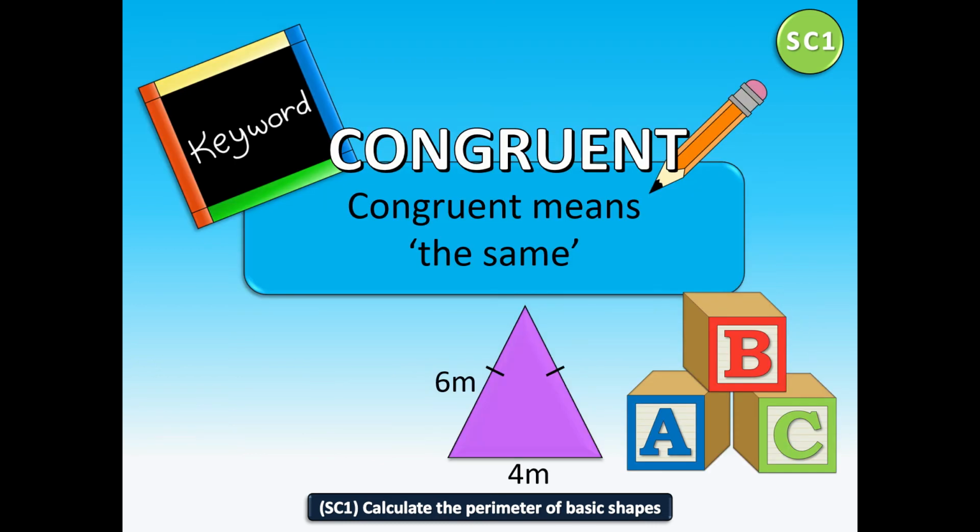Now the word congruent means the same. So if two sides are congruent, that means they're the same length. And we denote this with dashes through the sides that are the same. So you can see on the shape below, there's 2 sides with dashes through them, so they're both 6 meters.